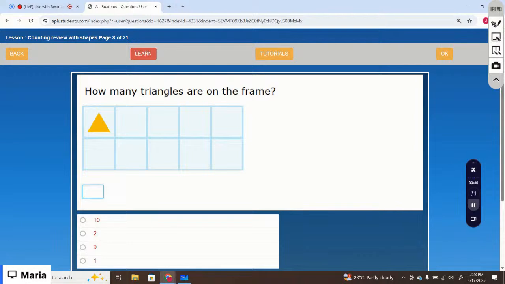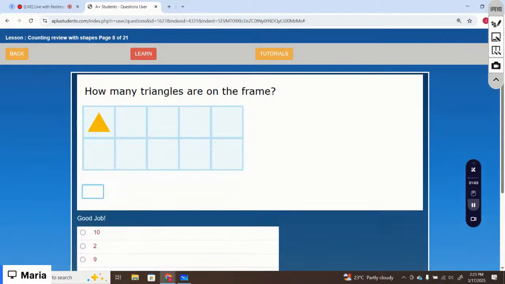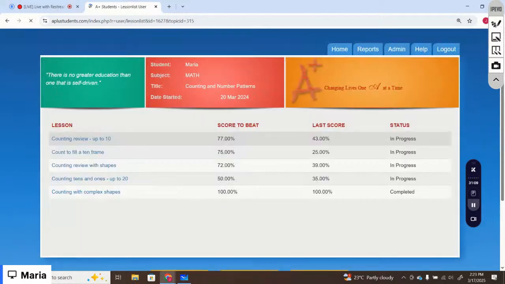How many triangles are on the frame? Only one triangle. The last option is the correct option. Okay, you can complete the lesson by yourself later today. Let me just move on to the next lesson.